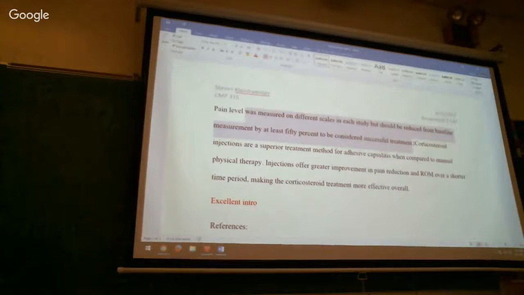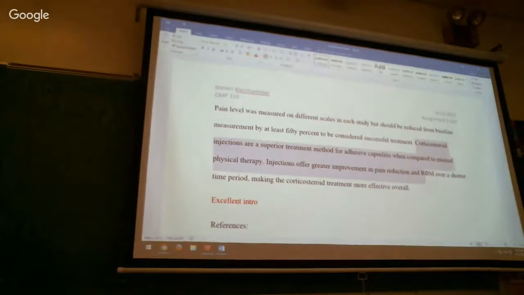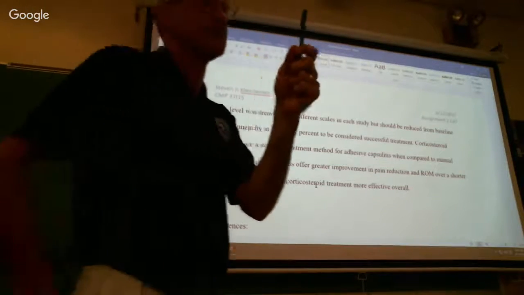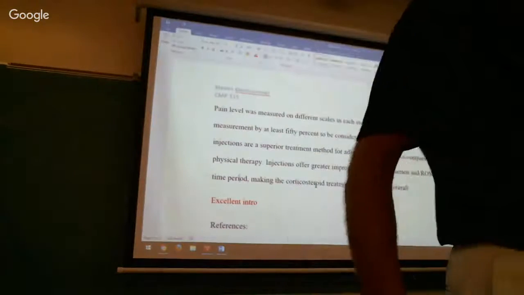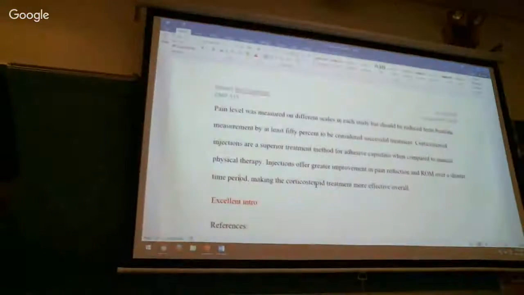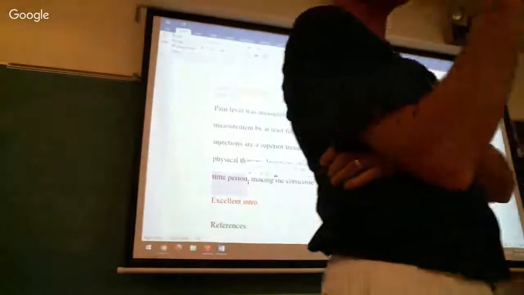And then he says, so this thesis here, corticosteroid injections are superior. When compared to physical therapy, they offer greater improvement in pain reduction and range of motion over a shorter period of time. Now, let's think about this. I just want to see where the trap is here. He's made a point of saying they had greater improvement in pain and range of motion, and then he says over a shorter period of time. And I'm thinking to myself, wait a minute.